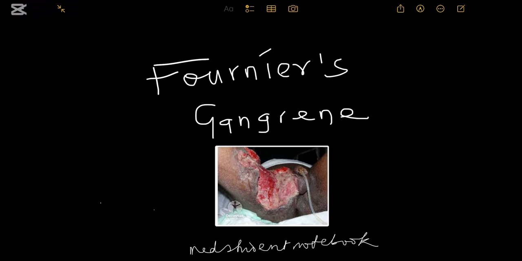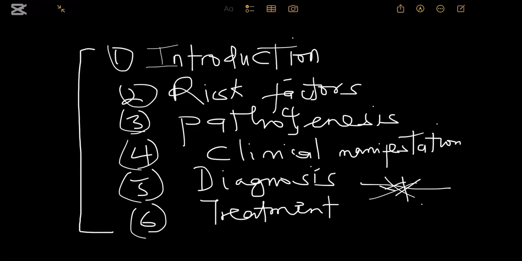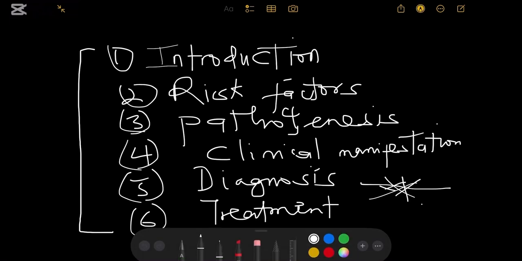So today we are going to be talking about Fournier's gangrene, and I'm sorry I'm starting off very strong. It's because this is the first thing we are taught today and I decided to just explain it to help me recall better. So this is going to be our outline. Please note you have the right to use your own outline for better explanation. So the first thing we are going to be doing is the introduction and then the risk factors, and after that we'll go into the pathogenesis, the clinical manifestation, the diagnosis and the treatment.